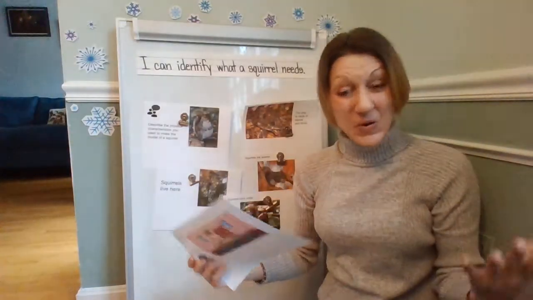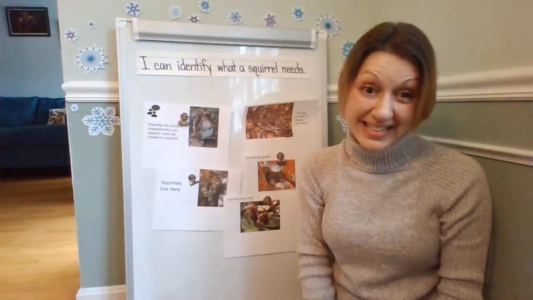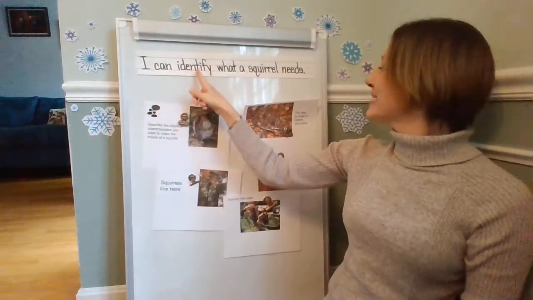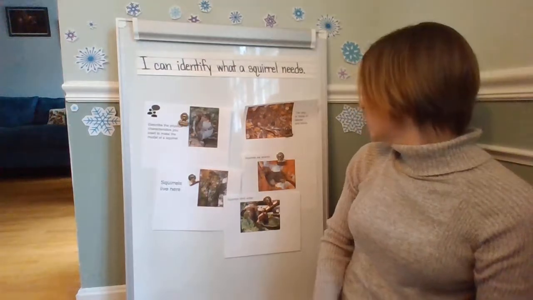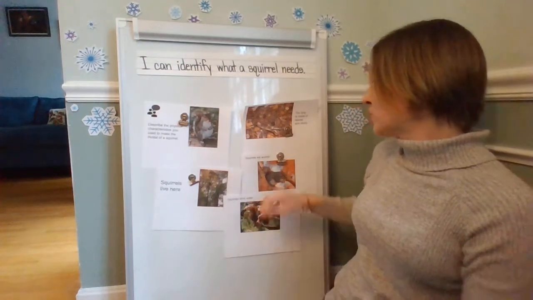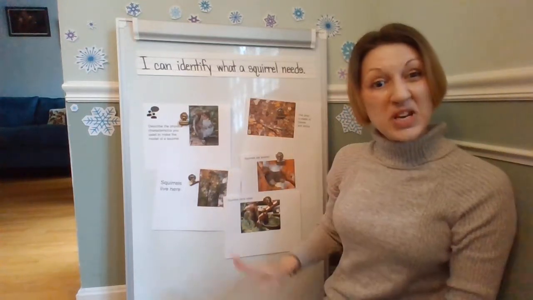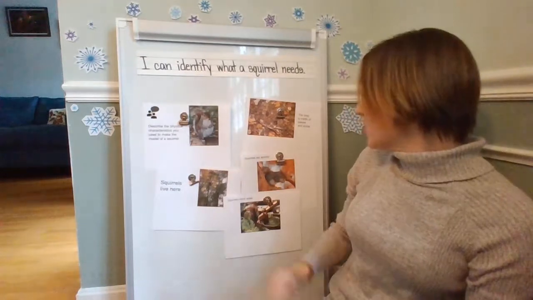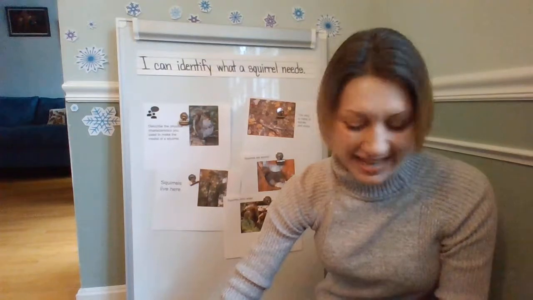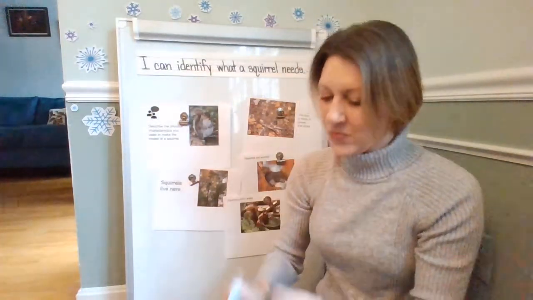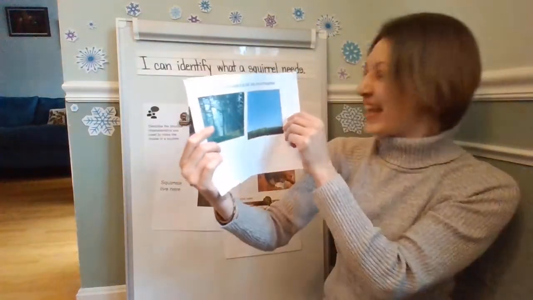All right, so before you do the activity, let's look back at our I can statement. You ready? I can identify what a squirrel needs. And we found out that squirrels need a lot of different things. We know squirrels can live outside. We know they eat acorns. They drink water. And they also need space to live and air to breathe.